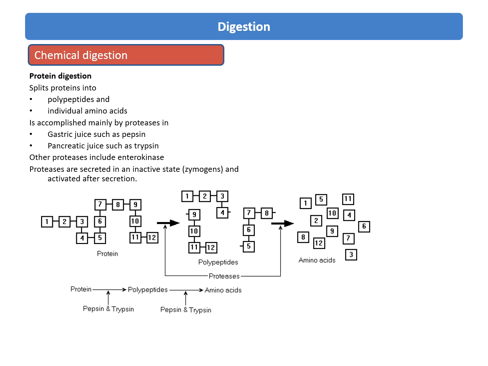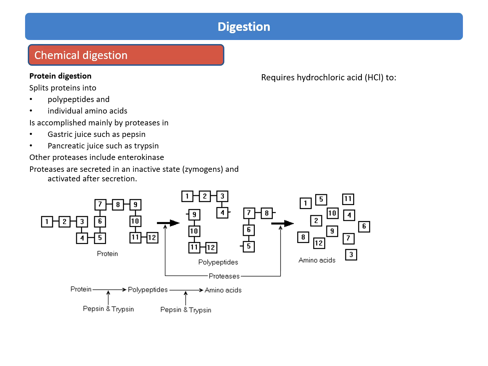Proteases are secreted in an inactive state. They're called zymogens and activated after secretion. Now, you can see why that would be the case. If they were active inside the cells, they would begin to dissolve the cells.